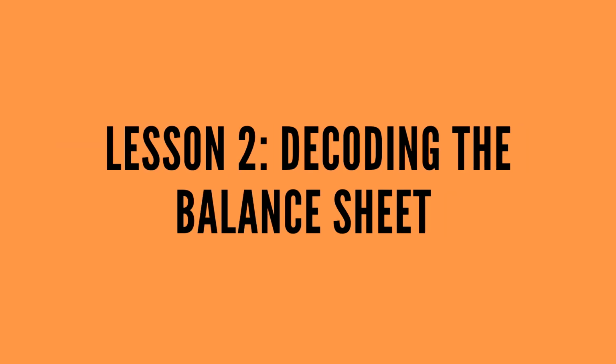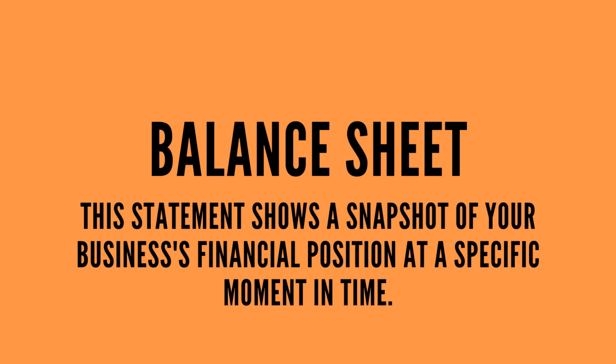Lesson 2. Decoding the balance sheet. Next, let's move on to the balance sheet. This statement shows a snapshot of your business's financial position at a specific moment in time. It's made up of three main components: assets, liabilities, and equity. Assets are what your business owns. These can be current assets, like cash and inventory, or non-current assets, like property or equipment. Example, a restaurant might have $20,000 in cash, $10,000 in inventory, and $100,000 worth of kitchen equipment.